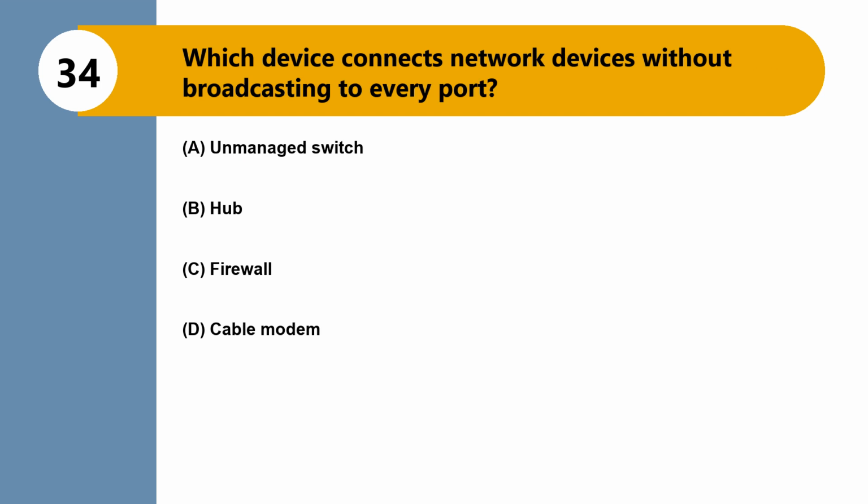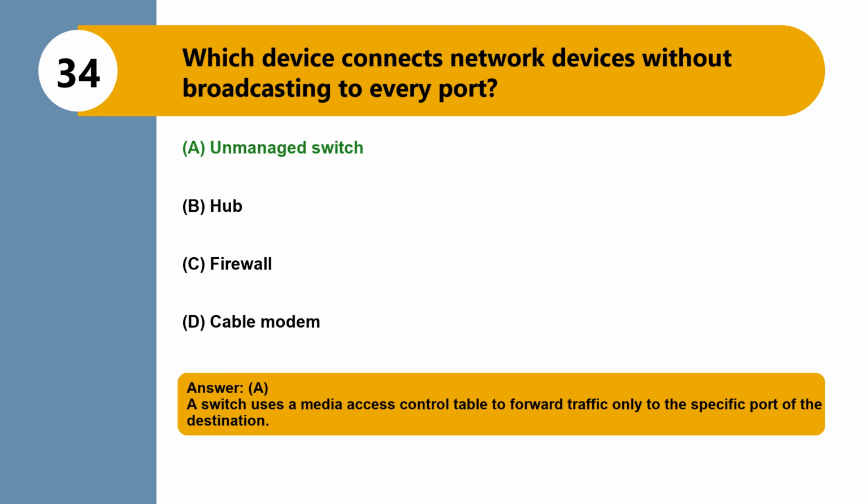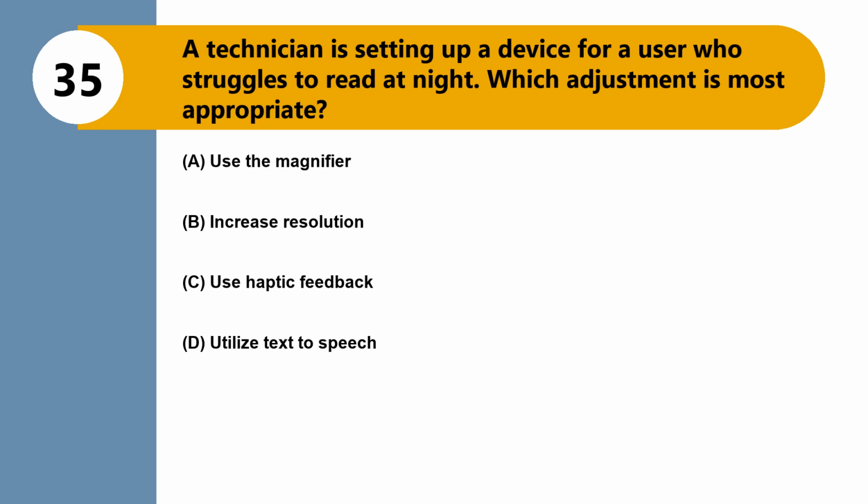Question 34. Which device connects network devices without broadcasting to every port? Option A, unmanaged switch. Option B, hub. Option C, firewall. Option D, cable modem. The correct answer is option A, unmanaged switch. A switch uses a media access control table to forward traffic only to the specific port of the destination. Question 35. A technician is setting up a device for a user who struggles to read at night.